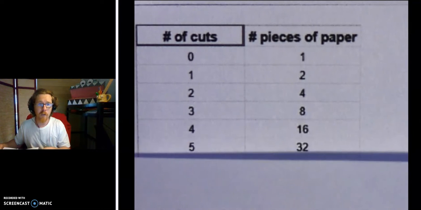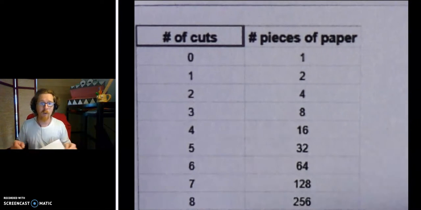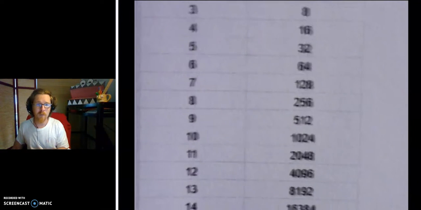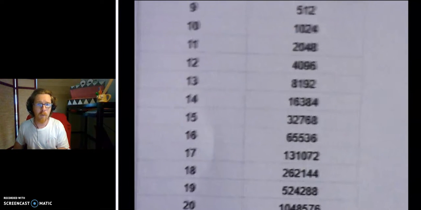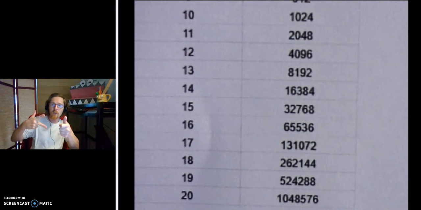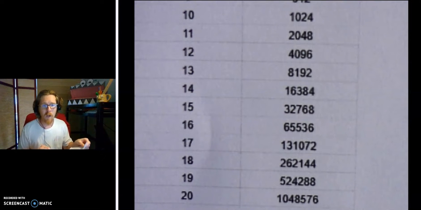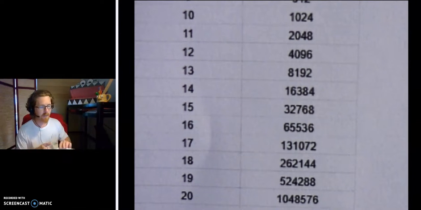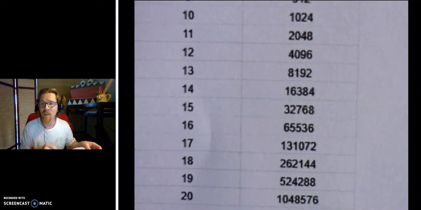Now I start to notice a trend with the number of pieces of paper per cut. It looks like it's starting to double each time. So as I go down, I start to make more and more cuts, which becomes harder and harder, and the pieces become smaller and smaller. And remember, we wanted to know what happens at 20 cuts. If you're somehow able to make that 20th cut, you're going to have 1,048,576 pieces of paper left. It'll be smaller than confetti.